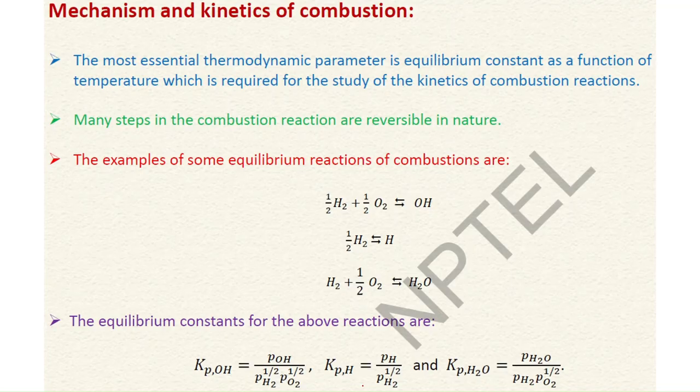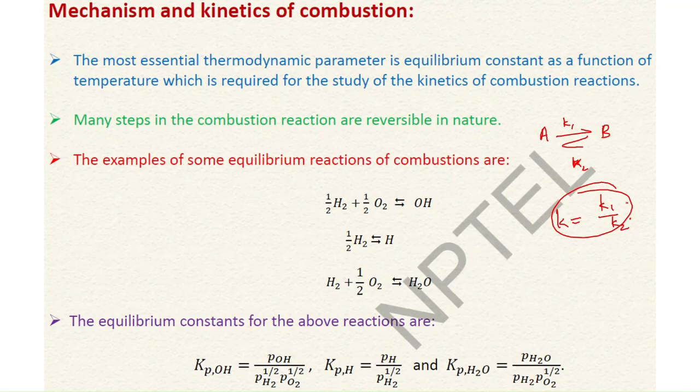In the mechanism and kinetics of combustion, the most essential thermodynamic parameter is the equilibrium constant as a function of temperature, which is required for the study of kinetics of combustion reactions. Suppose we take a reversible reaction with the two rate constants K1 and K2; for this reaction, the equilibrium constant is K1 by K2.